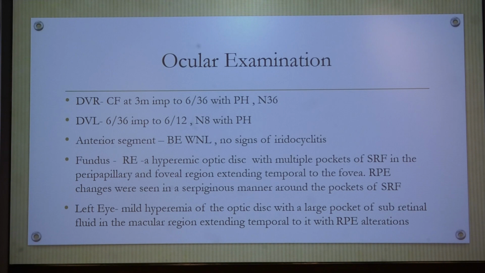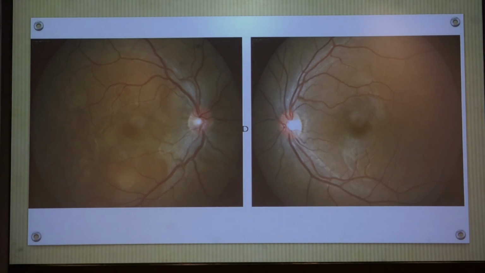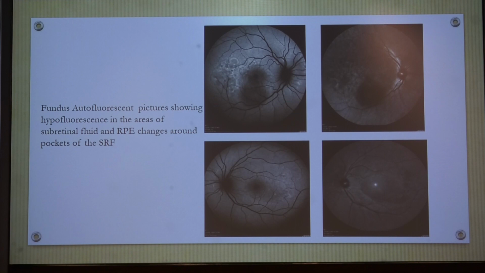The fundus in the right eye showed a hyperemic optic disc with multiple pockets of SRF in the peripapillary and foveal region extending temporal to the fovea. RPE changes were seen in a serpiginous manner around the pockets of SRF. The left eye showed hyperemia of the optic disc with pockets of SRF in the macular region. This is a fundus picture. Autofluorescence showed hyperfluorescence in the areas of SRF, and RPE changes were seen in a serpiginous manner around the pockets of SRF. Both blue and infrared autofluorescence showed changes.